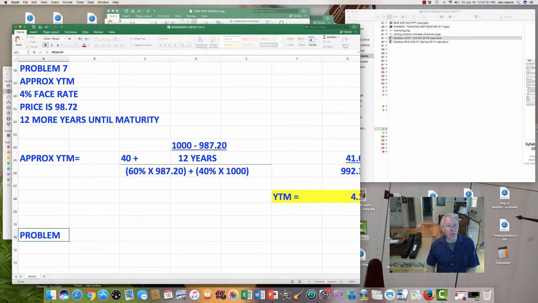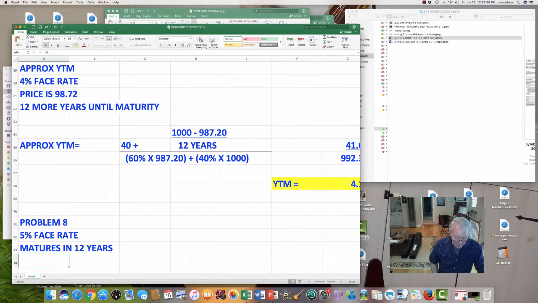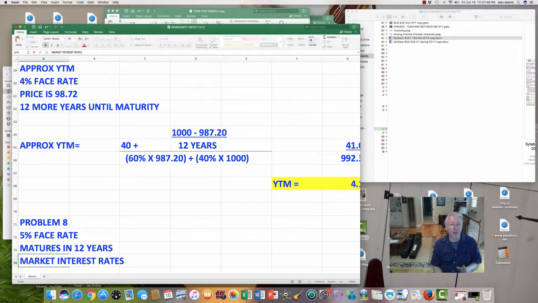My last couple of problems all have to do with valuation of bonds. Number 8 says, we've got a PepsiCo 5% bond. That's the face rate. It's going to mature 12 years from now. And the current market interest rates, which we're going to consider to be the required rate of return, are 7% on comparable bonds.